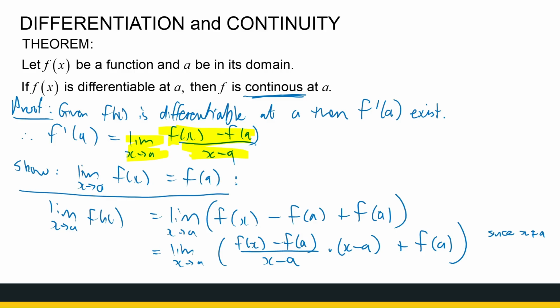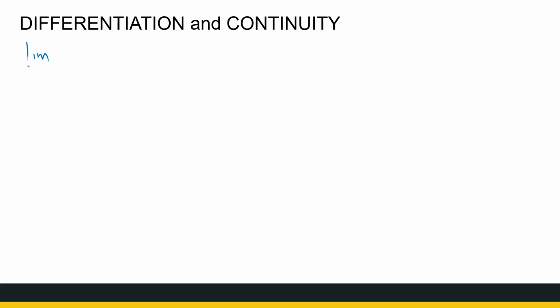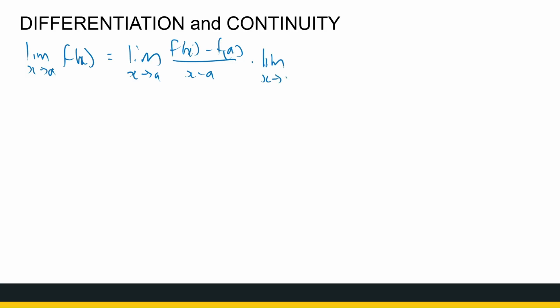Now I'm going to dig into this limit. We know the limit of the product is the product of the limits provided they exist. The limit of the sum is the sum of the limits provided they exist. So we've got the limit as x approaches a of f of x is then equal to the limit as x approaches a of f of x minus f of a over x minus a, times the limit as x approaches a of x minus a, plus the limit as x approaches a of f of a.